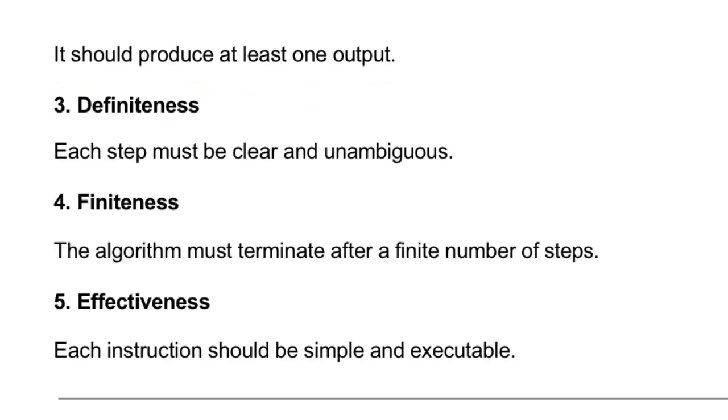It should produce at least one output. So one of the problems: addition of two numbers. There are two inputs, 5 and 10. Then what is the output? Output is 15. Then this is simple. It should produce at least one output. This is the second characteristic of an algorithm.